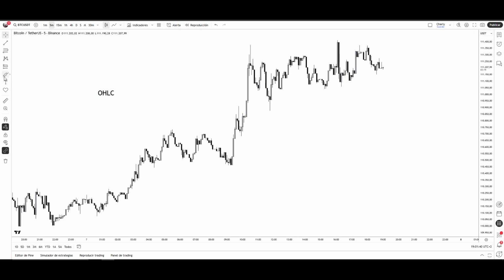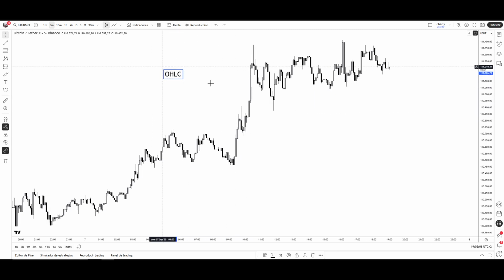All right, the open, the high, the low, and the close of every candle. You have seen me talking about this a lot of times, multiple times on the videos, but I've never explained it deeply like I'm gonna do right now. And basically, the open, high, low, and close of each candle is giving you all the information.